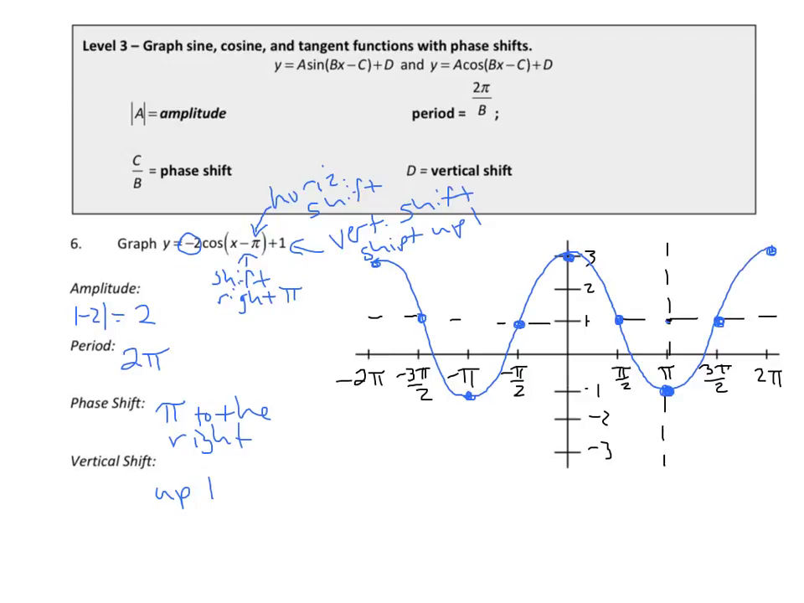So this cosine graph was shifted up 1. I moved the starting place pi units to the right. My amplitude became 2, and I also reflected it over the x-axis.